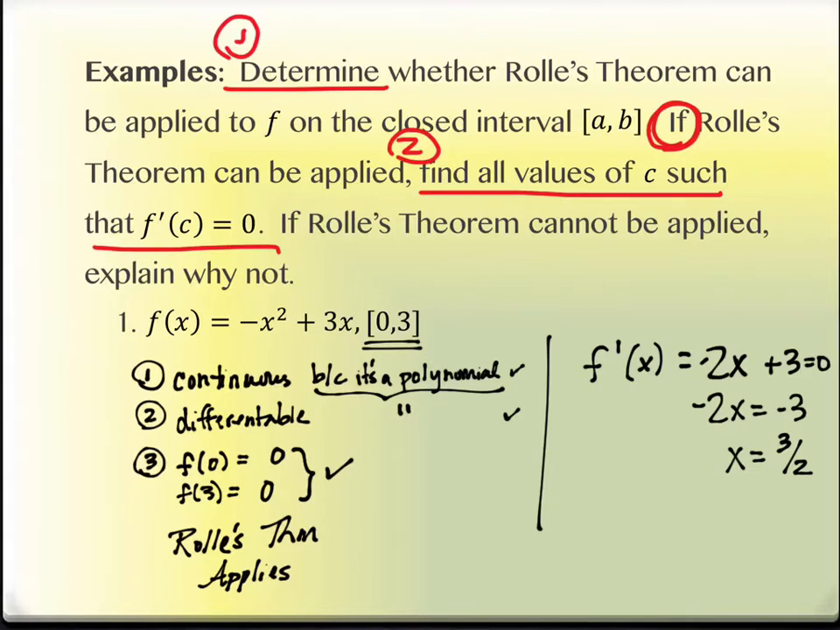Is that between 0 and 3? It is, and it's actually halfway. I told you it's not going to always be halfway, but parabolas are very symmetric, so it kind of makes sense that it's halfway because of the way that parabolas operate. But this is the c value that we were looking for, so the c is in fact equal to 3 halves.